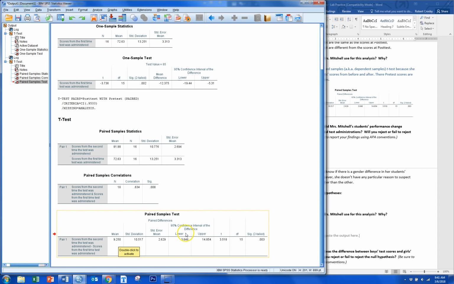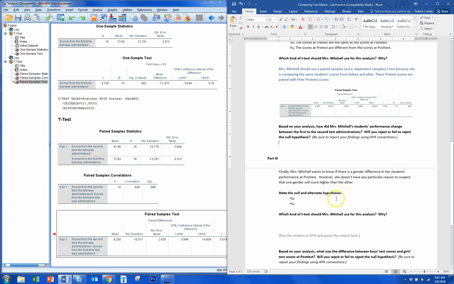Over here, the confidence interval of the difference is between 3 and 14. It does not overlap 0, so another good sign. The test statistic is 3.518. Degrees of freedom is 15, sample size minus 1, because it's a paired samples t-test, and the significance level is 0.003. So because this p-value is less than 0.05, we have statistical significance. So this is great. That's exactly what we're hoping to see.